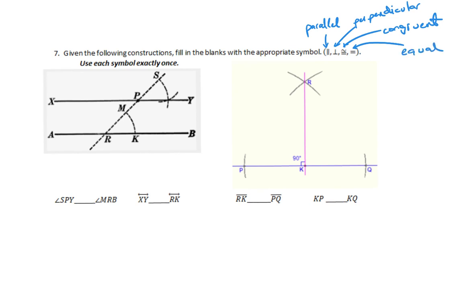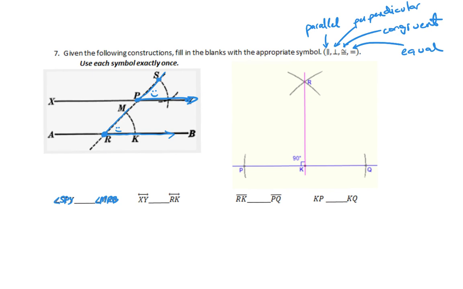All right, so when I do a problem like this, man, you got to know your stuff. You even got to know how to find angle SPY. Angle SPY goes through S, vertex at P, goes through Y. There's that angle right there. And then angle MERB. Angle MERB goes through M, has a vertex at R, and then goes through B. All right, there it is.